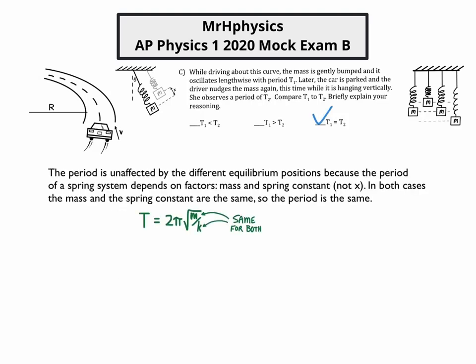So now all we have to do is put that into words. The period of the spring system is unaffected by a change of equilibrium position. The spring system only depends on factors of mass and spring constant, which are the same in this case, so the period is the same in this case.